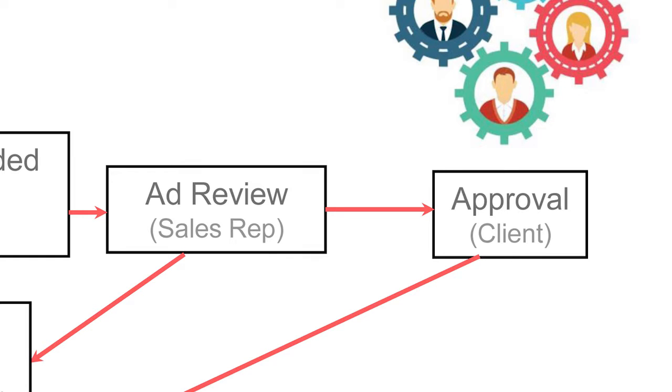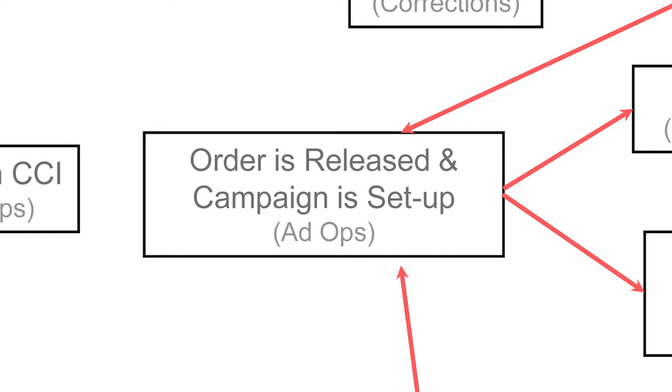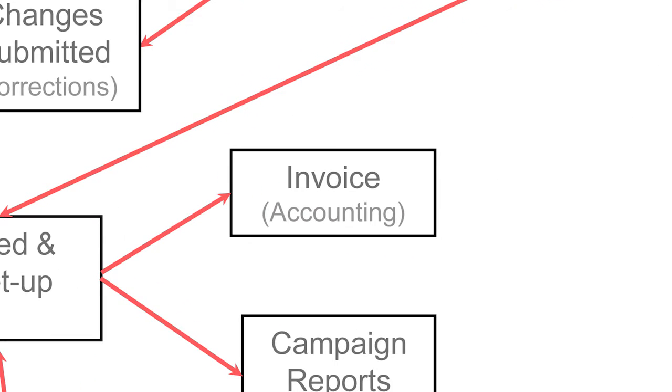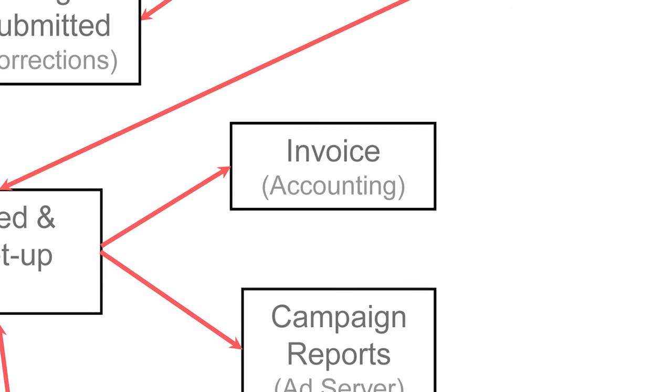After the approval is received, the AdOps team can set up the campaign and release the order. AdOps sets up the campaign in the ad server, and the order is set to normal and released in CCI. Accounting can then invoice the client for the digital campaign.